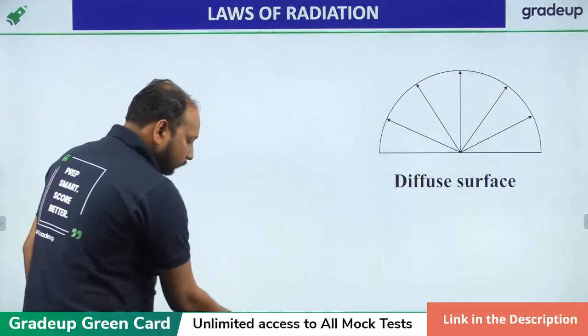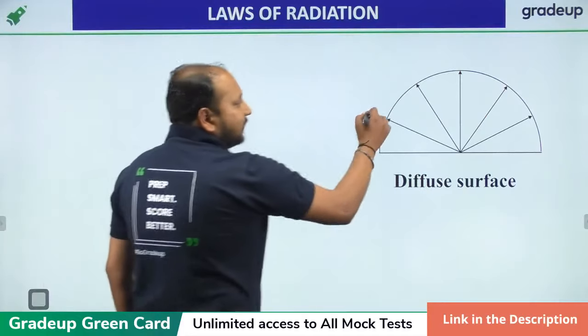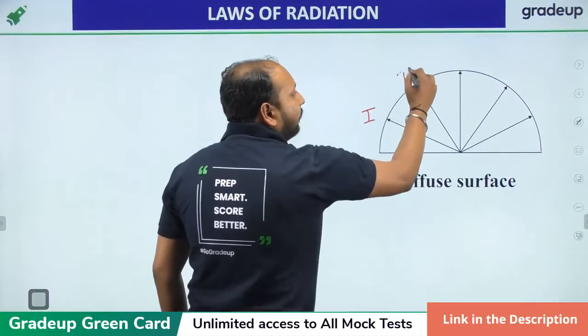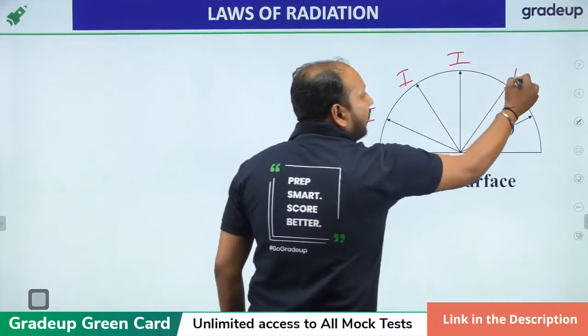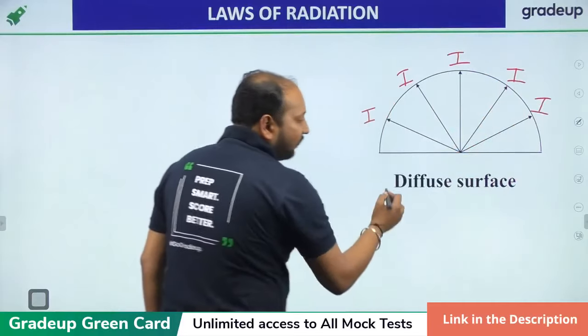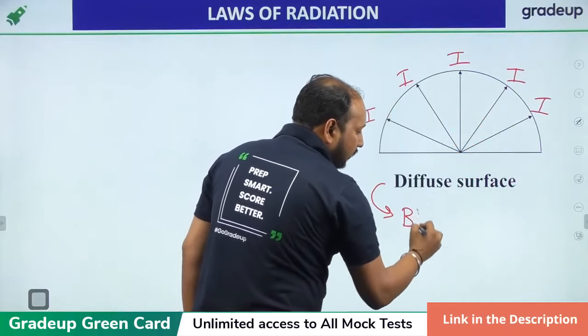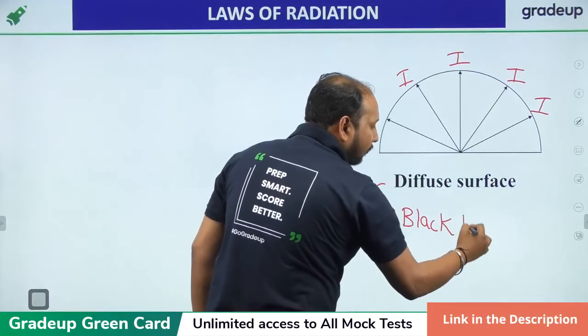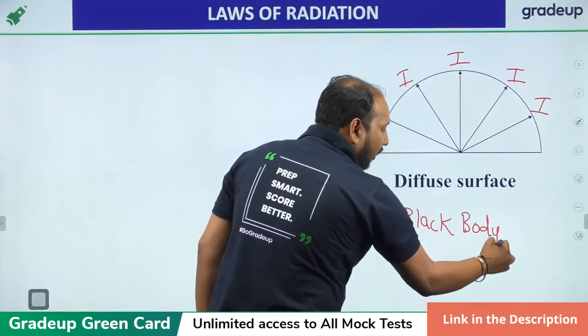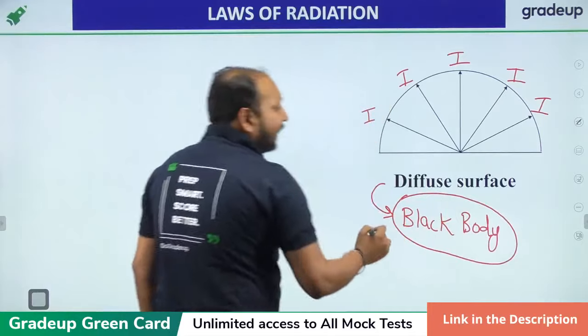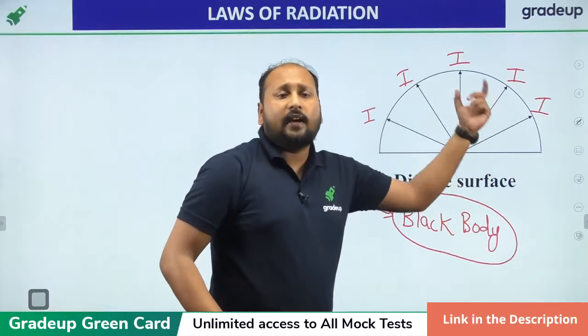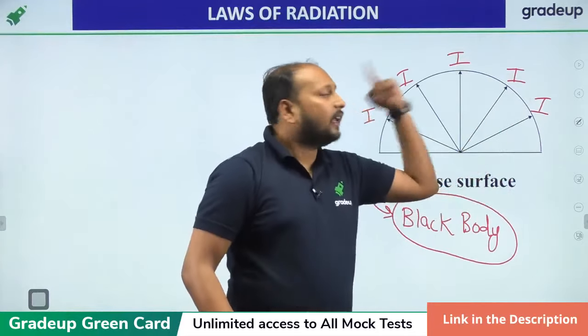Okay. If you say this is the intensity of radiation, in all the directions it will have the same magnitude. This is called a diffuse surface, and a diffuse surface is basically the black body. We are talking about the black body because for the black body we get equal magnitude of intensity of radiation at each and every angle.